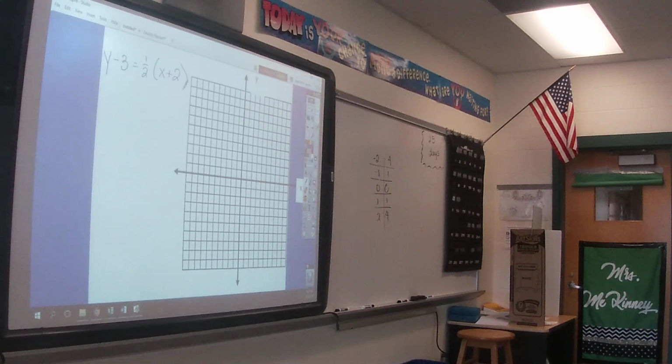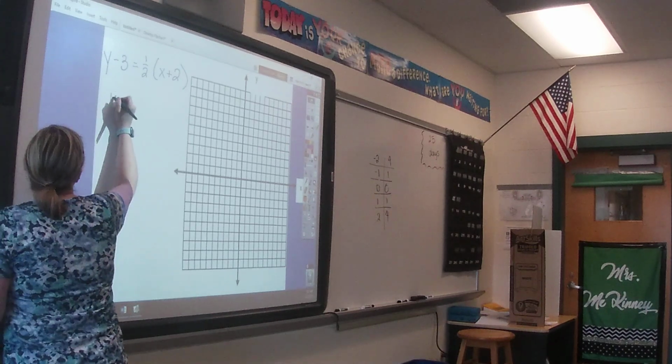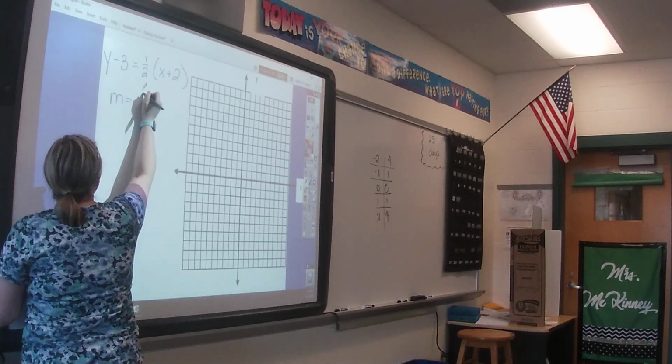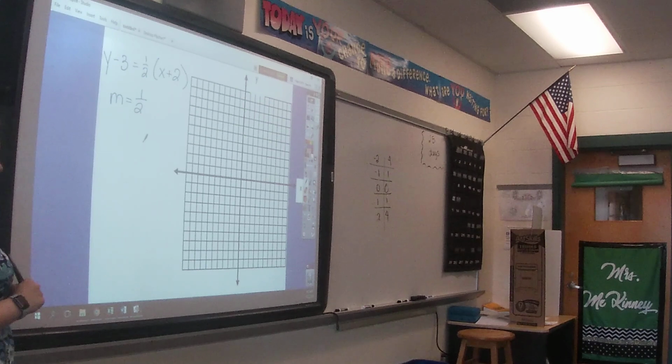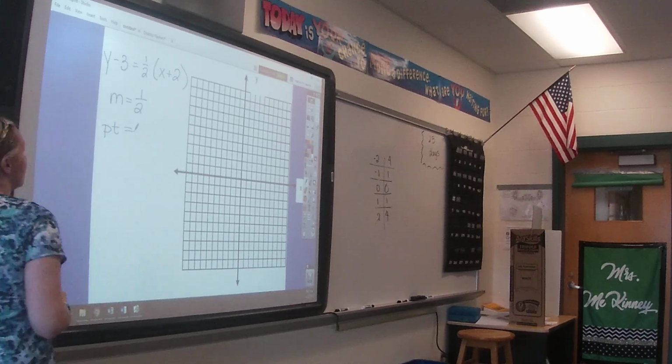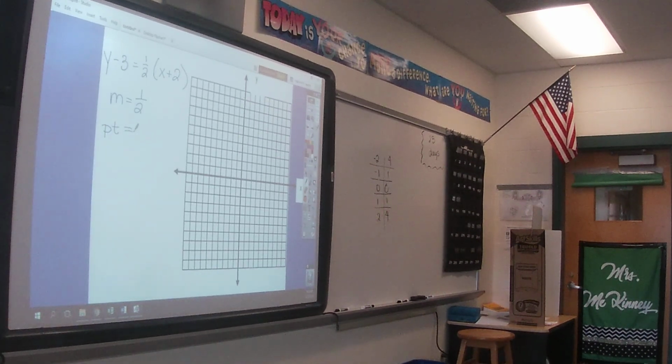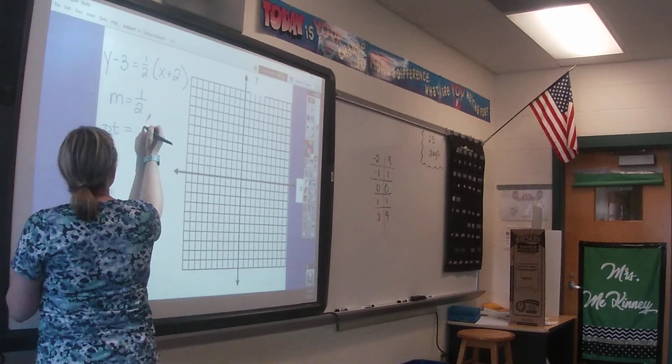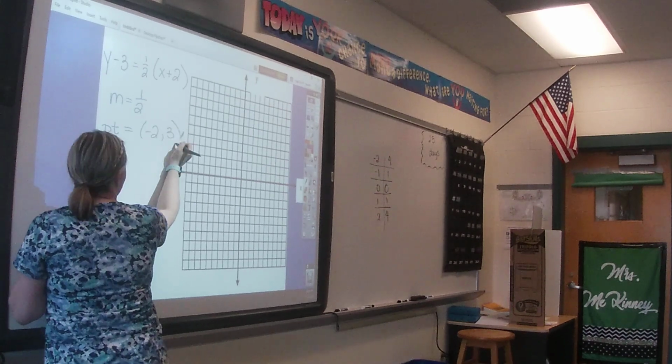Okay, so if we look at this, what does m equal? What does our slope equal? 1/2. Just like we did in slope-intercept form, we'll identify our important information first. It's what we do in every form, right? We'll find our point. So what's our point on this one? -2, +3 is excellent.